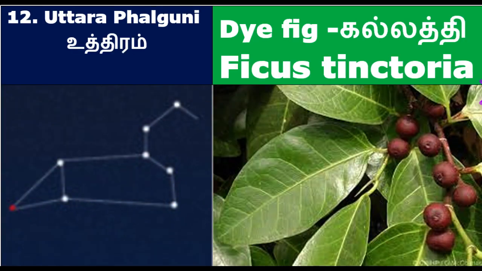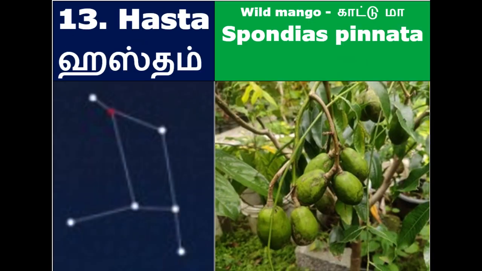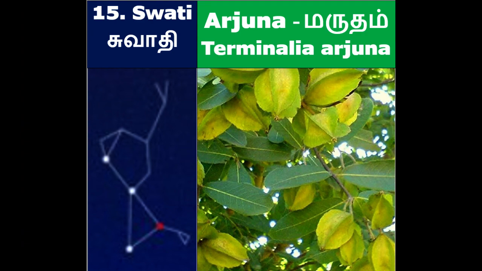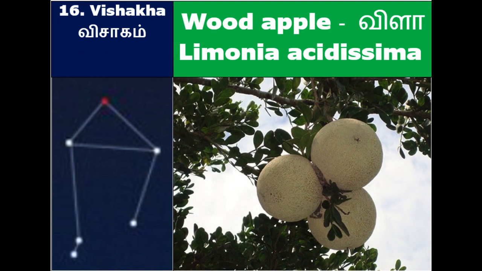Uttara Falguni Nakshatra is linked with dai fig tree. Hasta Nakshatra is associated with wild mango tree. Chitra Nakshatra is connected with bale tree. Swati Nakshatra is linked with Arjuna tree. Vishaka Nakshatra is associated with wood apple tree.